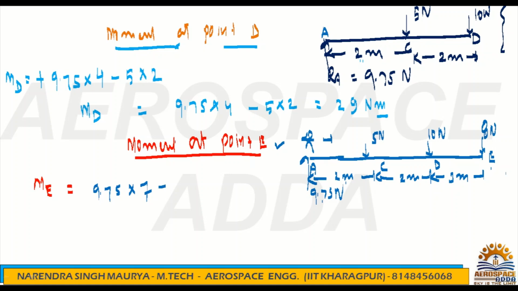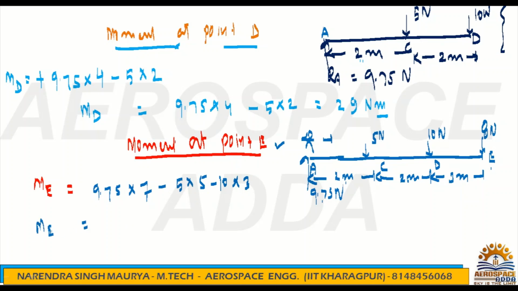See 5 Newton. This 5 Newton will give anti-clockwise moment about point E. Hence 5 into what is the distance? 2 plus 3, that is 5. Check, 10 Newton will also give anti-clockwise moment about point E. So minus 10 into what is the distance? It is 3 meter from E. And this will be the whole.